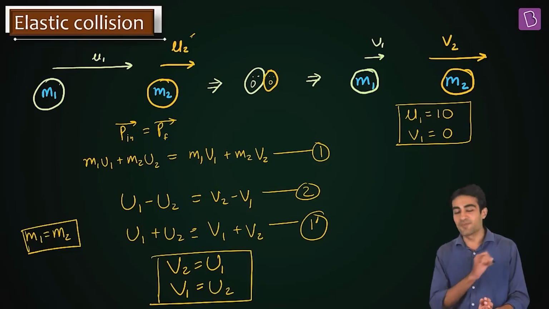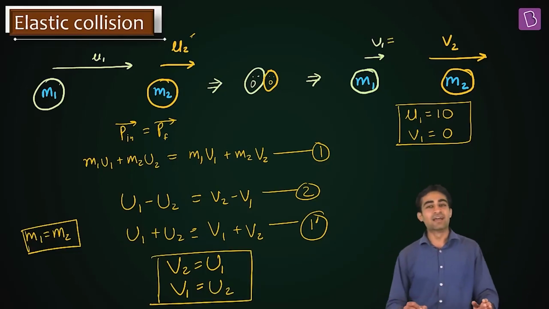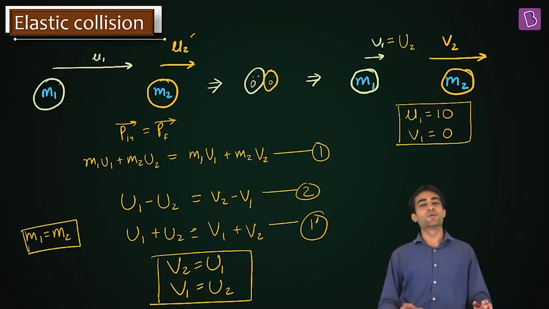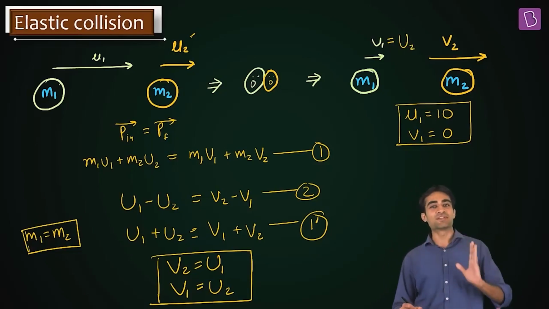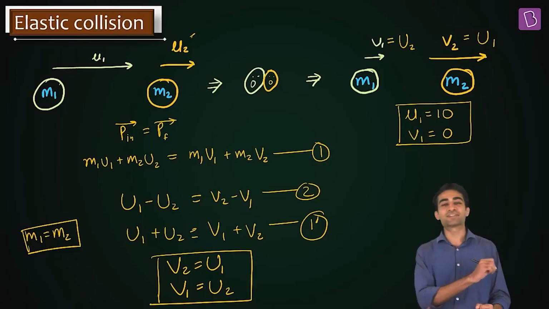Yes, these are the final velocities. And we can see that if we carefully mark, v1 is coming out to be equal to u2. Oh, so the velocities interchange. Did you see that? When the masses are equal, the velocities interchange.